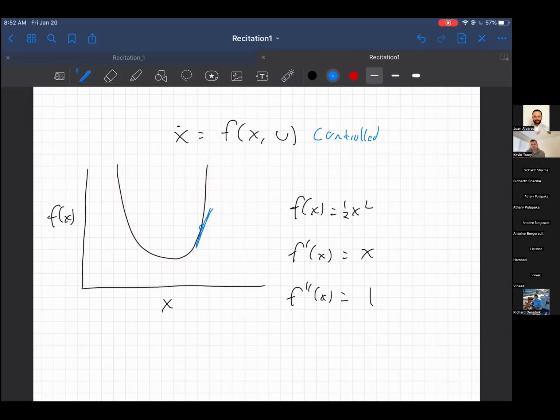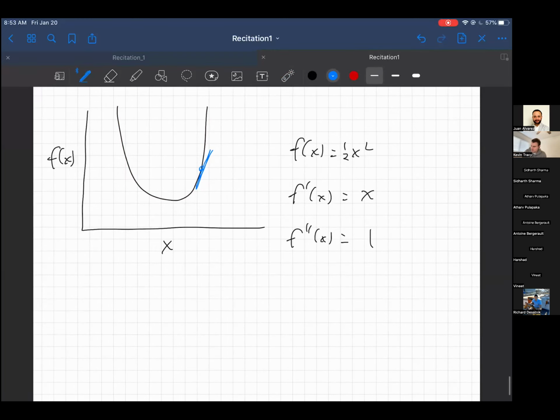So these are things that you've probably seen before. For a scalar function, this is all super easy to interpret. We have a 1D function. So our first derivative, our gradient, is just the slope. And our second derivative, or our Hessian, is just our second derivative of the function. So this is super straightforward.